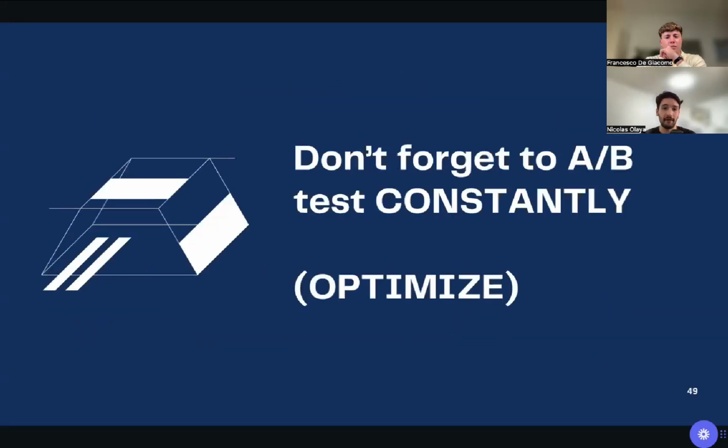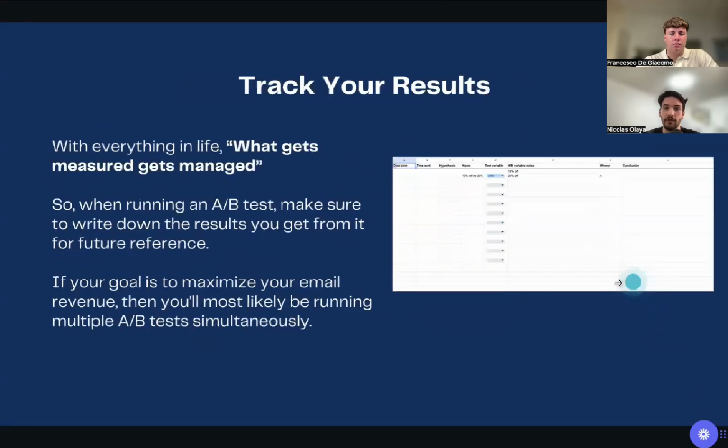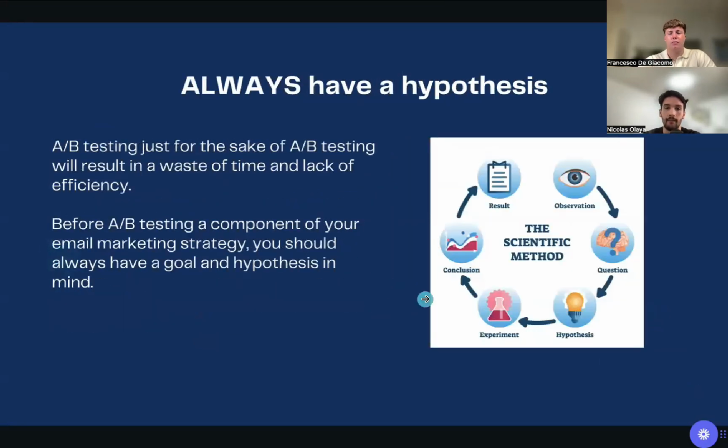Now, finally, let's talk about the optimized sort of things. So you must optimize A/B tests constantly, and this is extremely, extremely important. You see, the first thing you need to do is have a hypothesis. When A/B testing, basically A/B testing just for the sake of A/B testing will result in a waste of time and lack of efficiency, right? So before A/B testing, a component of your email marketing strategy should always have a goal and hypothesis in mind.